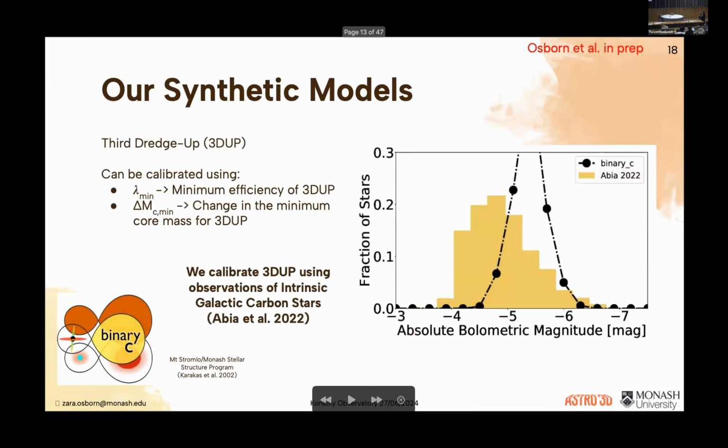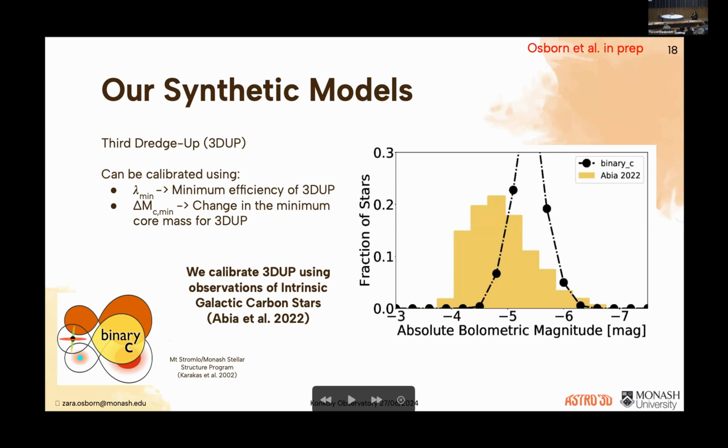But before I dive into the population results, I just want to talk a little about how we set up our models. Now, as I mentioned before, binary_c evolves its stars based on fits to the Monash models, and we have made some further tweaks to these models. Probably the most significant tweak is our calibration of the third dredge-up. Now, the third dredge-up describes the expansion of the convective envelope into the interior of the star, and it is through the third dredge-up that the products of the s-process are transported to the surface of the star to be ejected. The third dredge-up is also vital to the evolution of the AGB star. However, the efficiency of the third dredge-up and the core mass where it begins is relatively uncertain.